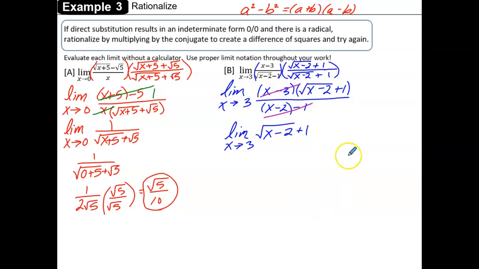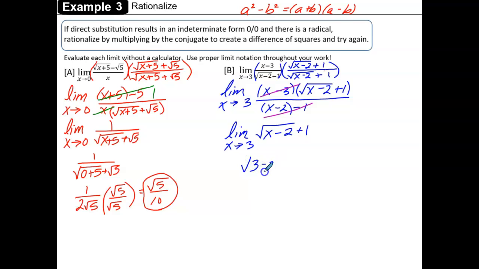So if we were going to graph this, we would have a radical function, which would make an arc shape, and it would go 2 units to the right, up 1 unit, and it would have a hole in it as x approaches 3. So we're going to find the y value of that hole by looking at the limit as x approaches 3. And we'll do direct substitution.